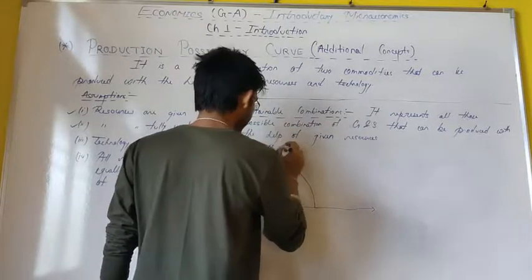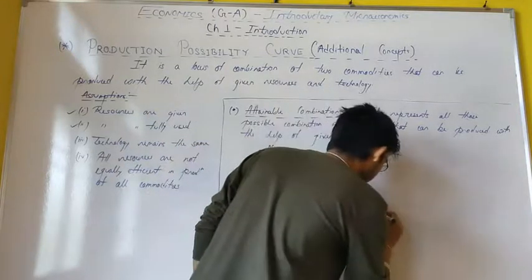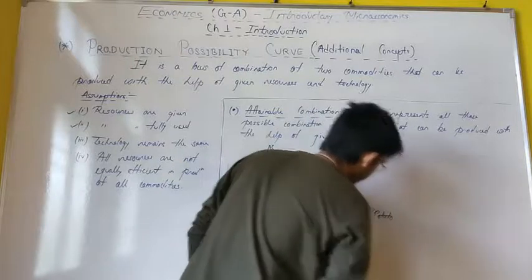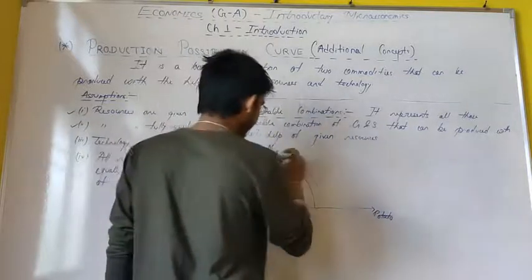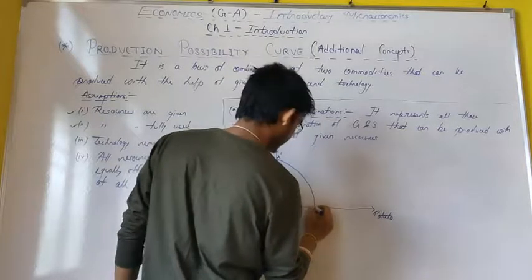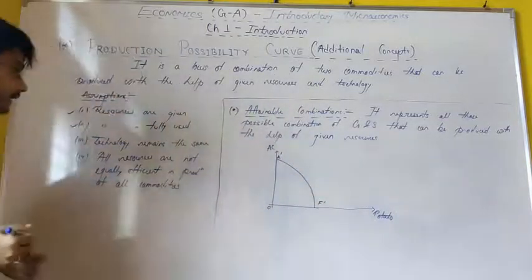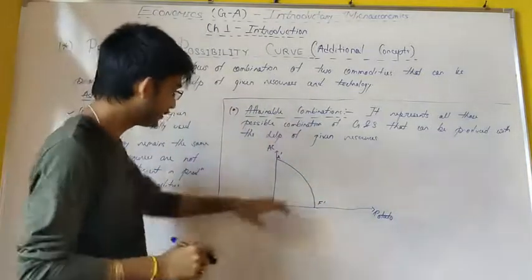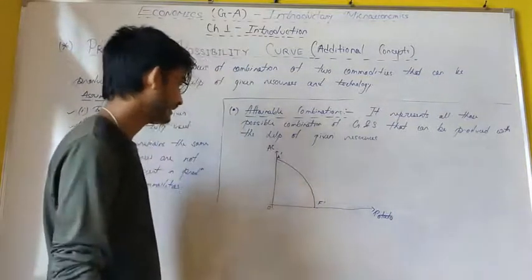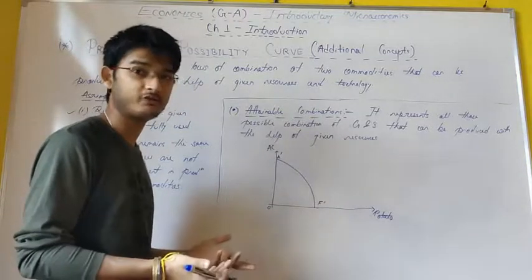I am taking the last class example only. Here we have taken AC on the vertical axis, and on the horizontal axis we have taken potato. And this was our PPC curve, A dash, F dash. In this curve we already know that we find an infinite number of points.